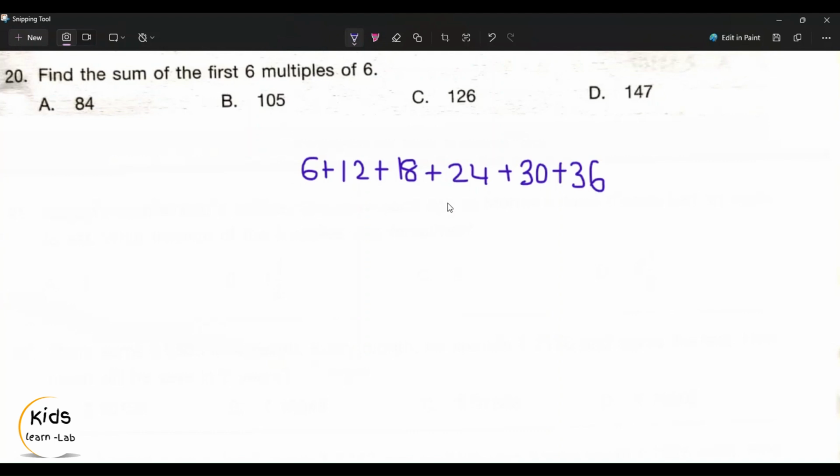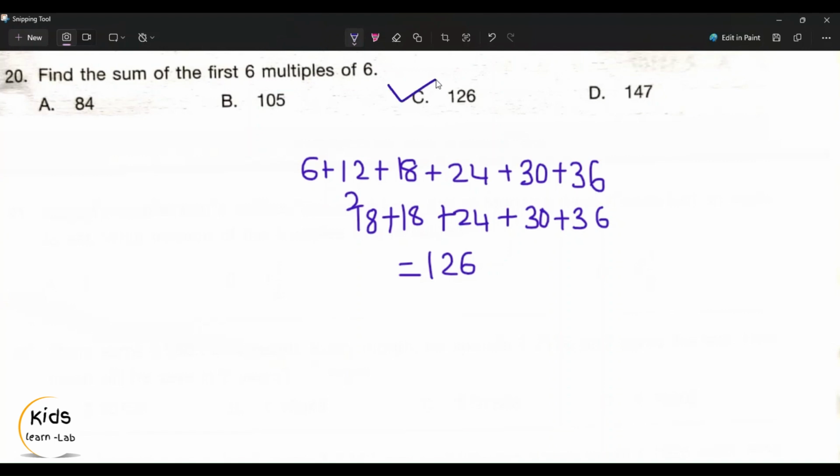First 6 multiples of 6. 6 plus 12 is 18. Let's add units places. 6 plus 0 is 6. 6 plus 4 is 10. 10 plus 8 is 18. 18 plus 8 is 26. 2 in tens place. 3 plus 3 is 6. 6 plus 2 is 8. 8 plus 1 is 9. 9 plus 1 is 10. 10 plus 2 is 12. So 126. So first 6 multiples of 6 is 126. Option C is the right answer, children.